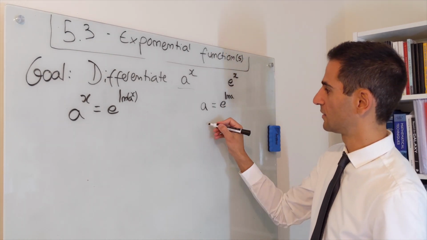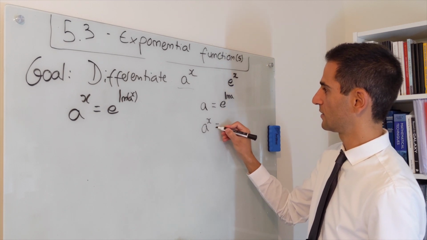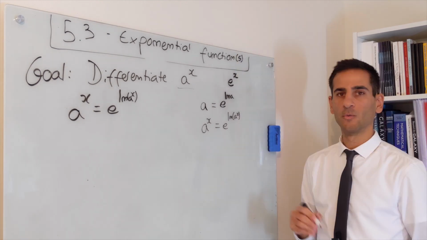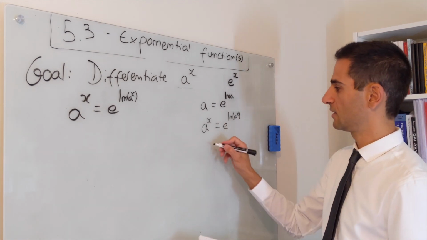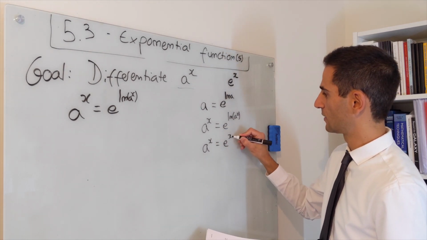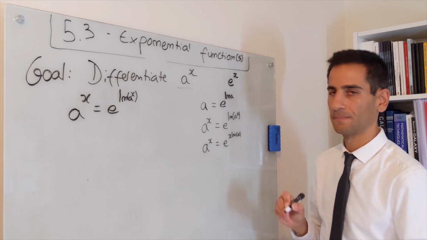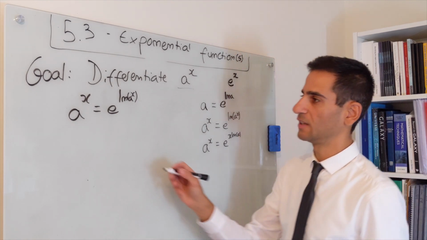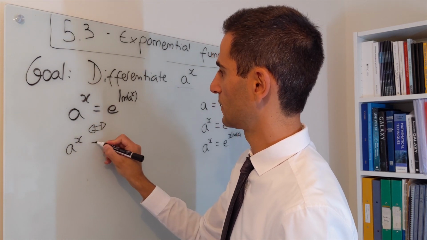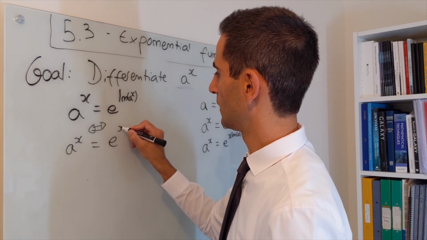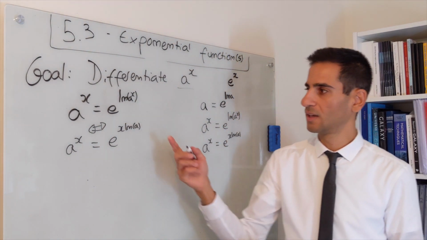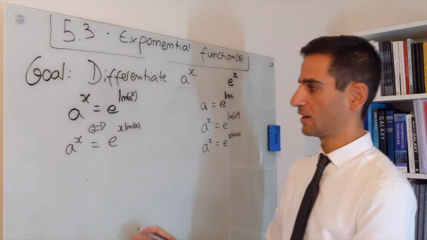This means that a to the power of x is the same as (e^(ln a))^x. With the properties of logarithms, this is also equal to e^(x ln a). If you realize this, then it means that we can write a^x as e^(x ln a). Why is this good news? It means that we can differentiate both sides.